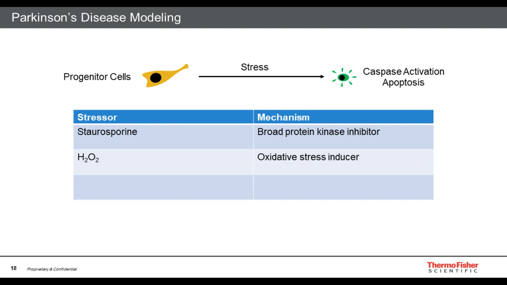First, we can test for a phenotype of these mutations in the iPSC lines themselves. Numerous compounds will increase stress and trigger apoptosis in iPSC or progenitor cells. Two that are very commonly used are staurosporine, a broad-range protein kinase inhibitor, and hydrogen peroxide, which induces oxidative stress. We use staurosporine to test for the phenotype of the alpha-synuclein mutation in the iPSC line, as I'll show you in a moment.